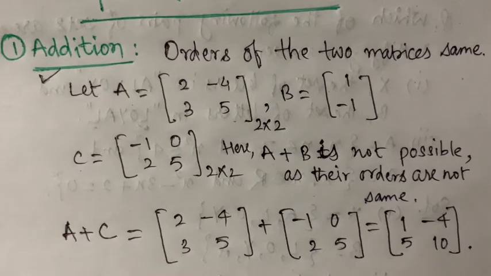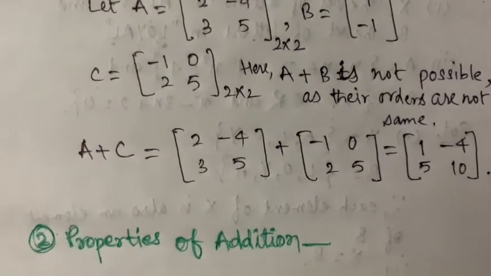And we have already seen that we cannot get the sum A plus B as their orders are not same. So for addition we must have their orders same. Now we will see another kind of addition, which is subtraction. Subtraction is just another kind of addition. In subtraction we add negative of the second matrix with the first matrix.